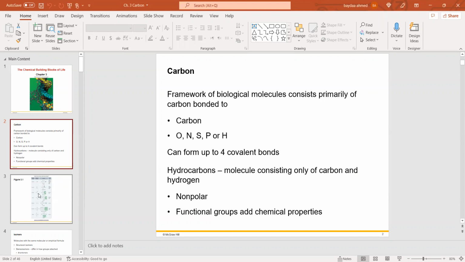Most biological molecules produced by cells, besides the hydrocarbons, also contain other atoms. Because these other atoms have different electronegativities, molecules containing them exhibit regions of partial positive or negative charge that are polar. So these attached atom groups are called functional groups.